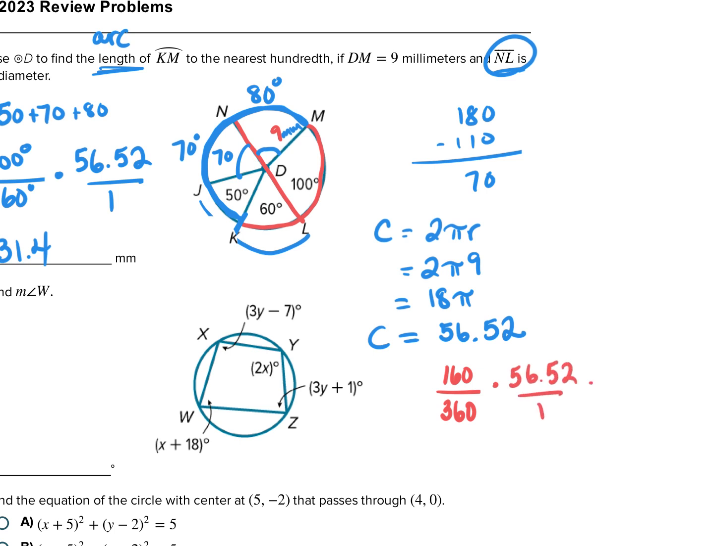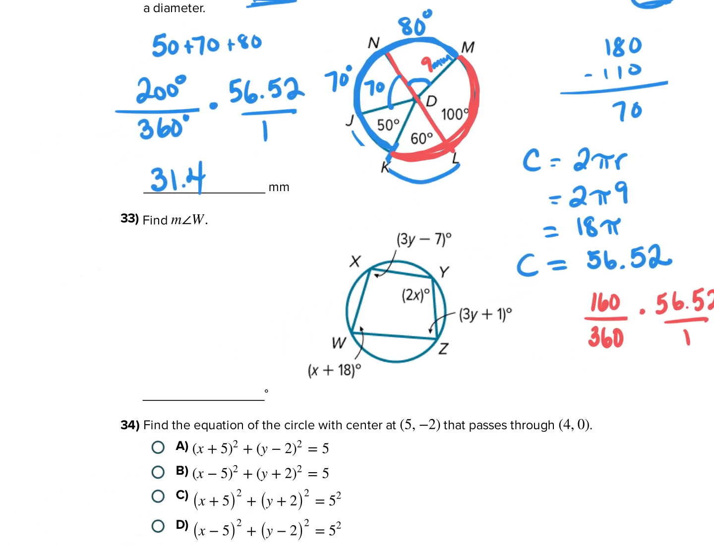56.52, but this time measuring Km, the red arc, I'm going to take my total circumference of 56.52, multiply times 160, and divide by 360, and sure enough, I do get 25.12. So, although the book was not specific, unfortunately, it was referring to the arc Km. Okay.